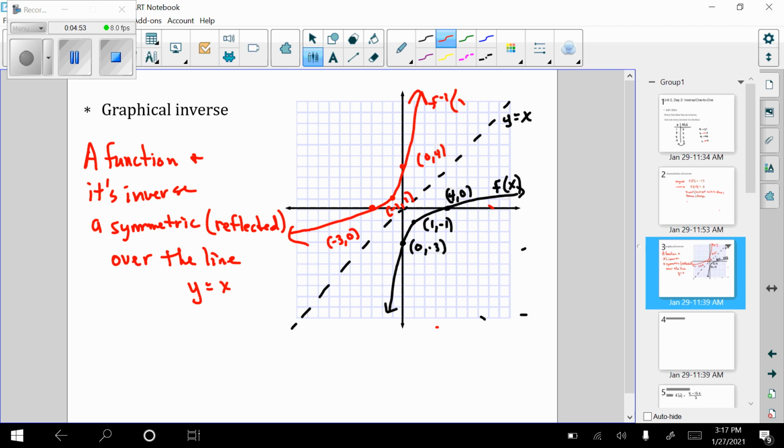So the notation for an inverse looks like a negative 1, but it's called f inverse of x, or the inverse of f of x. So x and y switched places, a complete reflection over the line y equals x. Both of those would be a function.